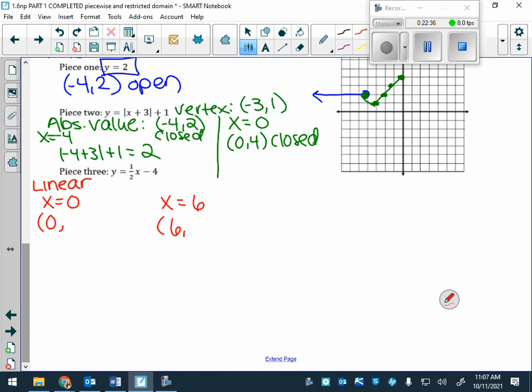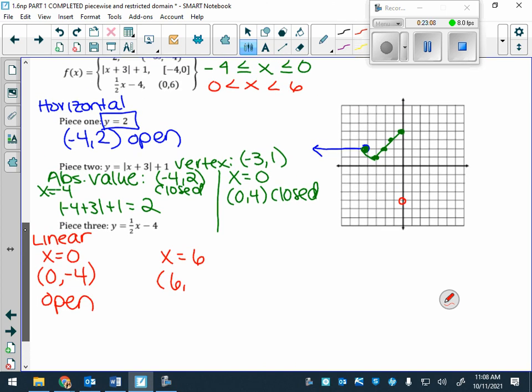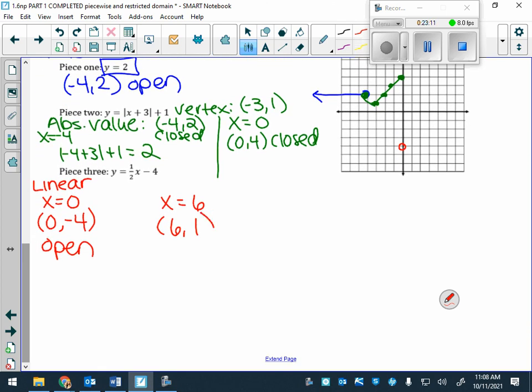All right. When x equals 0, what do we get? Negative 4. And is that going to be open or closed? Open. Good. So 0, negative 4 is open. And then 6, what? Negative 1. Good. So we have 6 times 1/2 is 3 minus 4, negative 1. Okay, so 6, negative 1, and that's going to be open as well. In order to connect our points, we could use the slope, which is 1/2. Up 1 over 2, 1 over 2. Okay, there we go. Awesome.